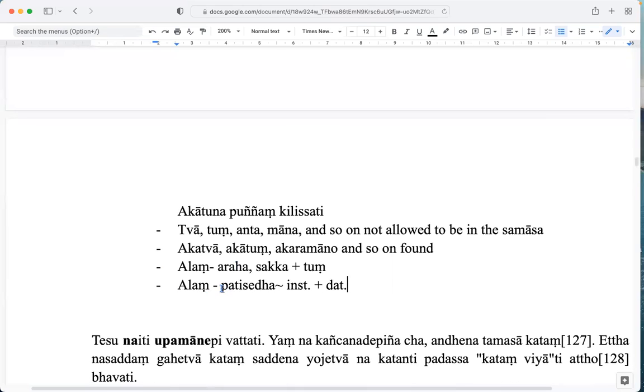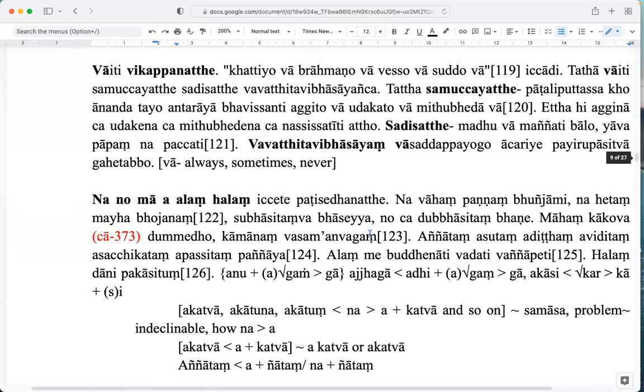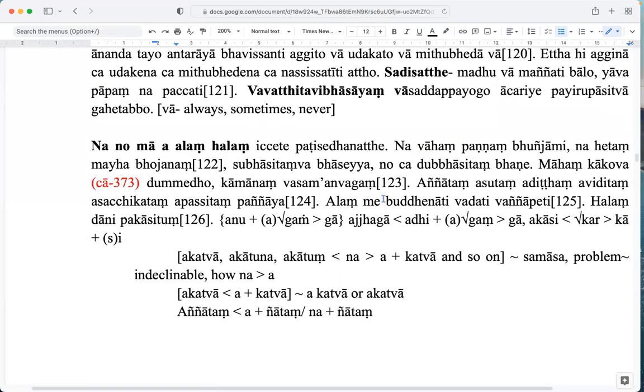And this is what we can see. So alame bodena, when you learn in the Kalaga chapter, you will also see that information, the usage of the dative or instrumental. So alande ida wasina and so on. So here alam is in the sense of negation.